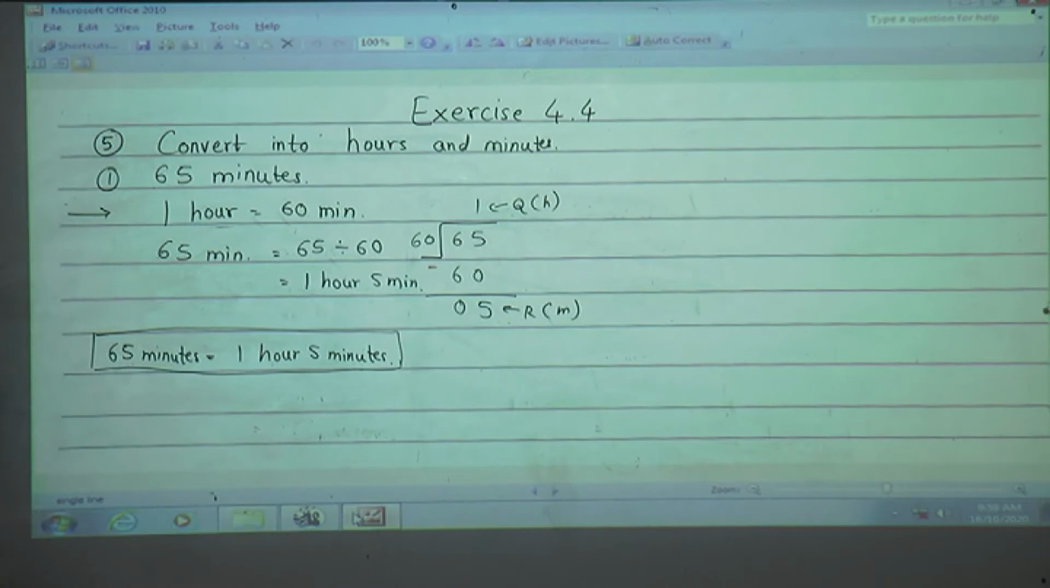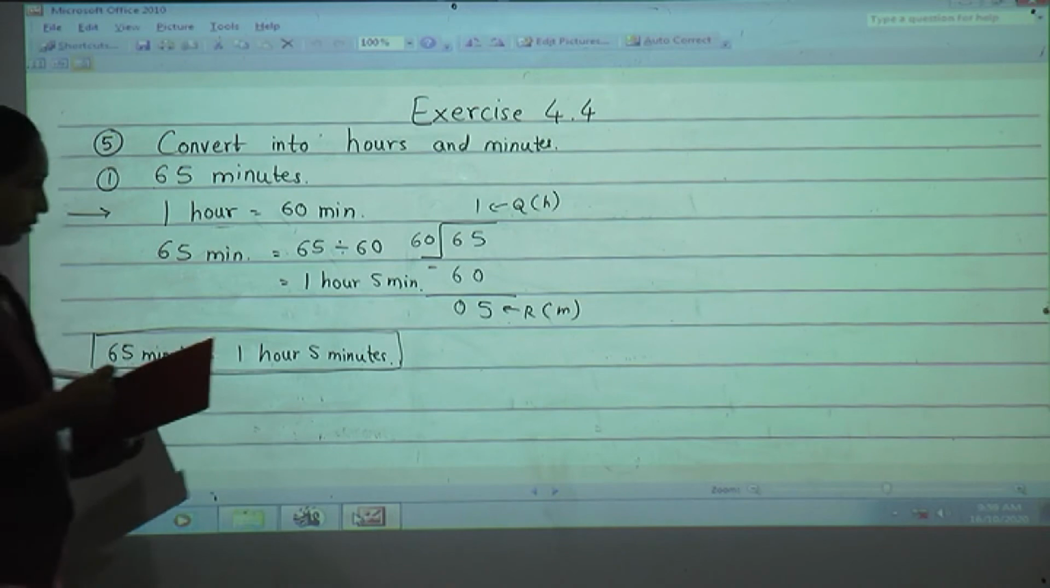Okay, clear? Yes. Now we will solve some more examples. Now third one I will solve for you.